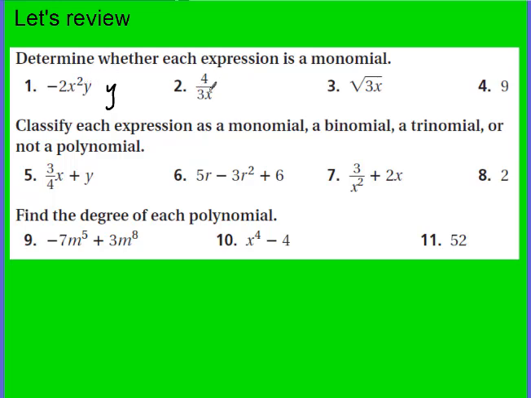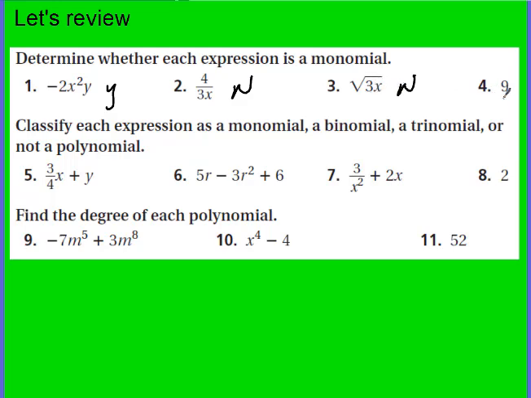Number 2, 4 divided by 3x. Is this a monomial? No, because we have a variable in the denominator. If this x is 0, then that would be 3 times 0, which is 0, and we would have division by 0, and you know you can't do that. Number 3, the square root of 3x, is that a monomial? No, it's not, again because we've got a variable underneath the radical.